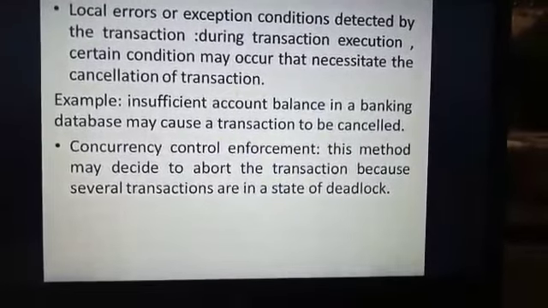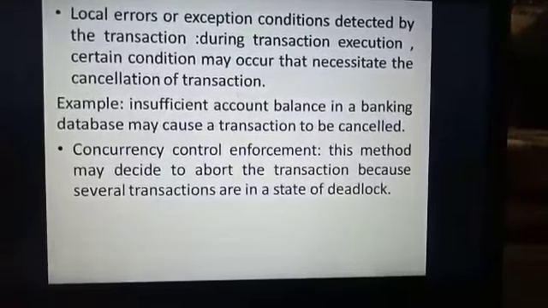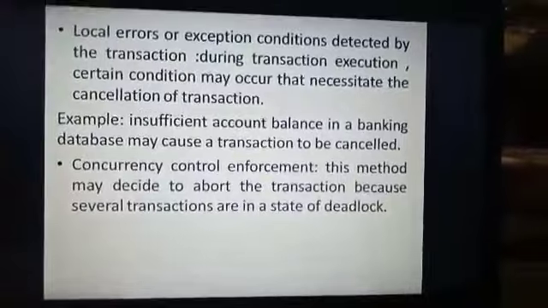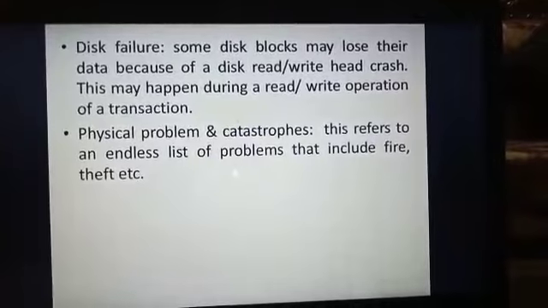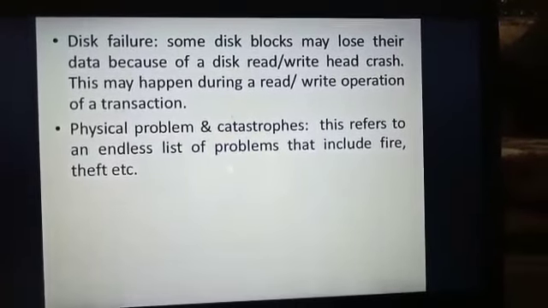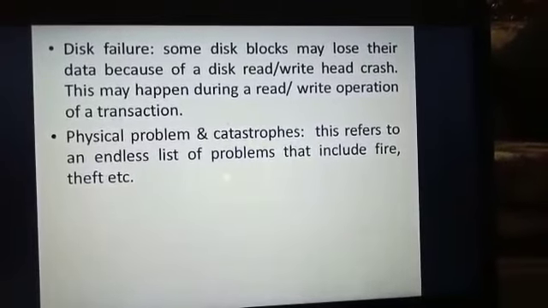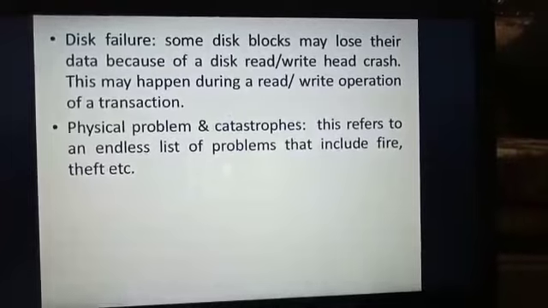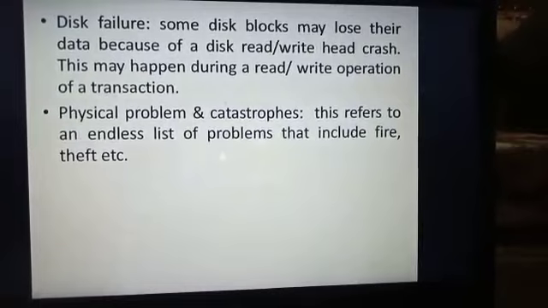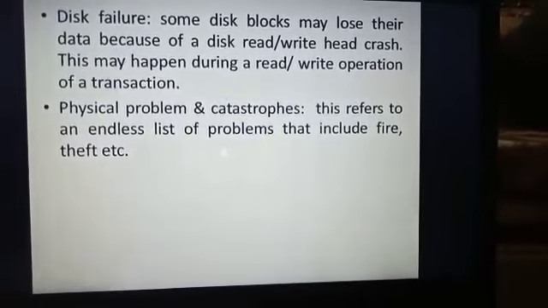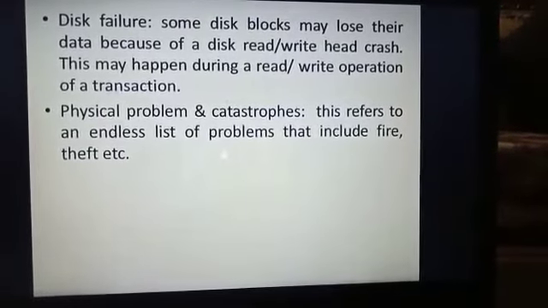Next can be concurrency control enforcement. This method may decide to abort the transaction because several transactions are in a state of deadlock. Next is disk failure. Some disk blocks may lose their data because of a disk read-write head crash. This may happen during a read-write operation of a transaction. Now, last but not the least, there can be physical problems or catastrophes. These refer to an endless list of problems that include fire, theft, etc.